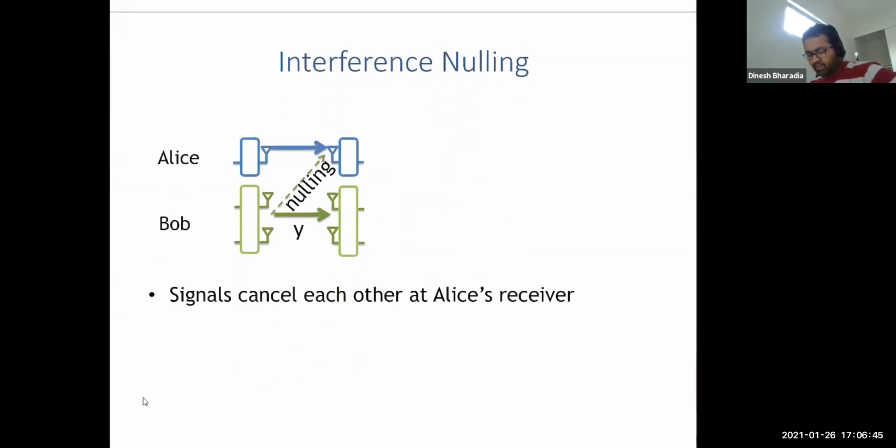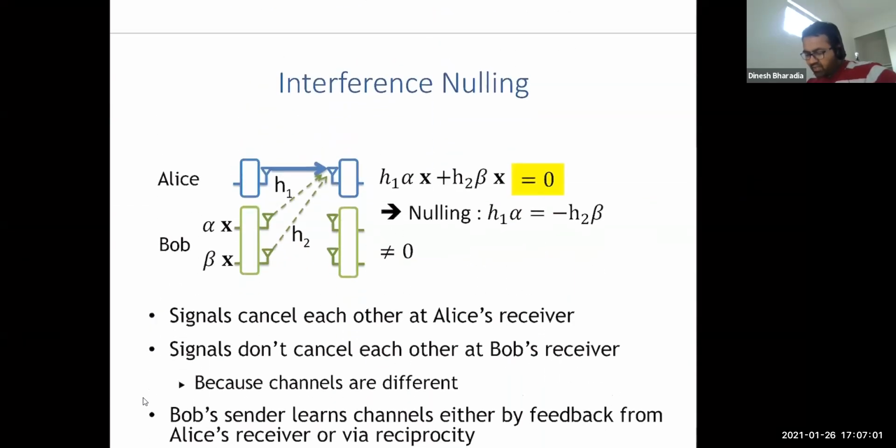So to understand this setting, signals cancel each other based on the way you pre-code here, such that you essentially end up canceling the signal at Alice's receiver. Let me write down a little bit of the mathematical equation here. Let's say alpha x and beta x are the transmitted signals, and let's say h1 and h2 are the channel gains. So our condition is that we need to impose this. What we are saying is that alpha and beta should follow this proportionality. As long as alpha and beta have this proportionality, that's all good.